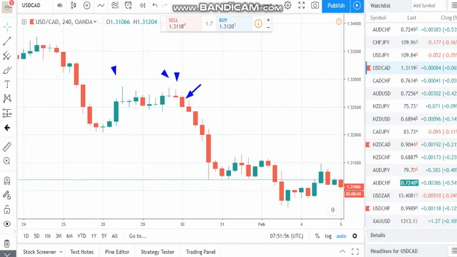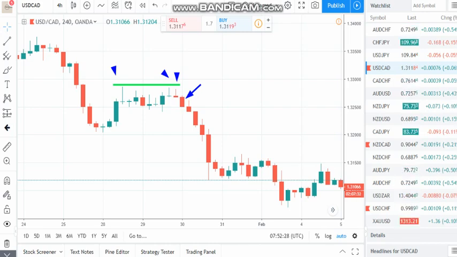Then we enter a trade, and we set our stop just above the highest pin bar. That's where we set our stop. So it's a very tight stop, maybe just about 20 to 30 pips away, and then you let the market run. You forget about the trade and let your trade run.